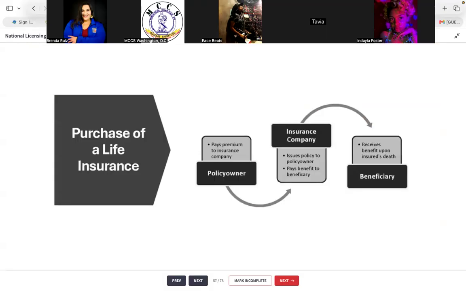Okay, cool. This is the purchase of life insurance cycle. This is the cycle for purchasing life insurance. Pretty straightforward. You buy the policy. As the policy owner, you are going to be paying the premium to the insurance company. So you're going to make your payment.